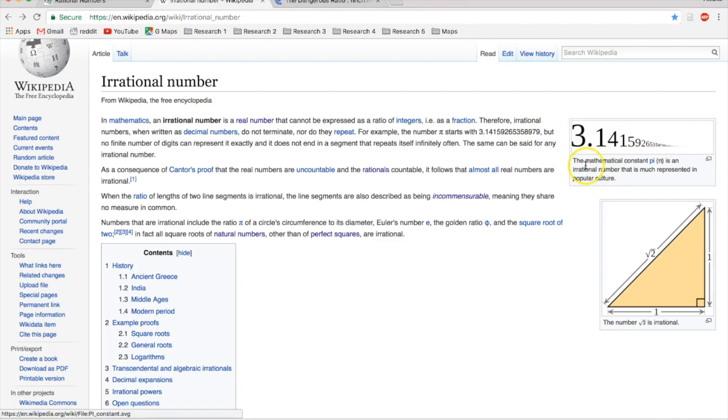So over here, the mathematical constant pi is an irrational number that is much represented in popular culture. For those that have eyes to see, do you see how they've promoted this? They've made a deity out of pi. It's an irrational number. It's not a real number. It's not a buildable, constructible number.